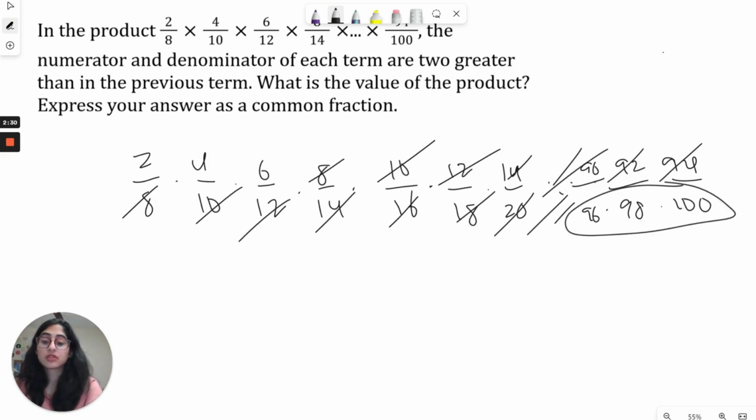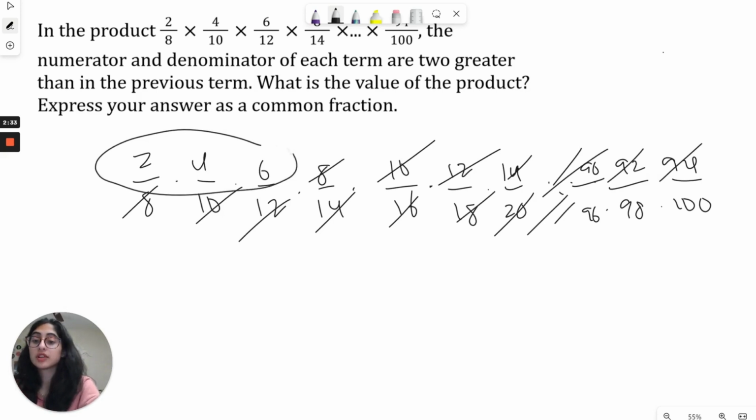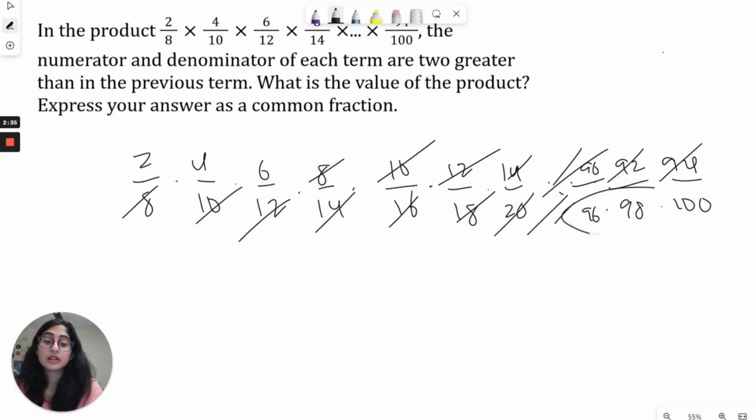But since we started off with 3 numbers in the numerator that don't have a pair, we also end up with 3 numbers in the denominator that don't. So the value of this product ends up being 2 times 4 times 6 over 96 times 98 times 100.